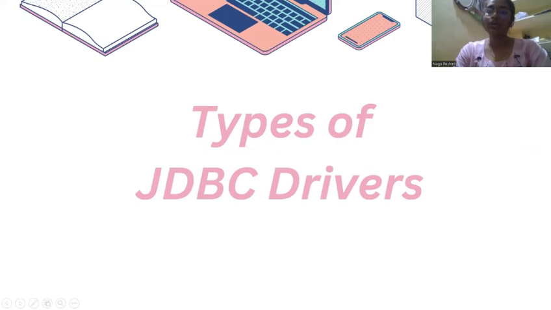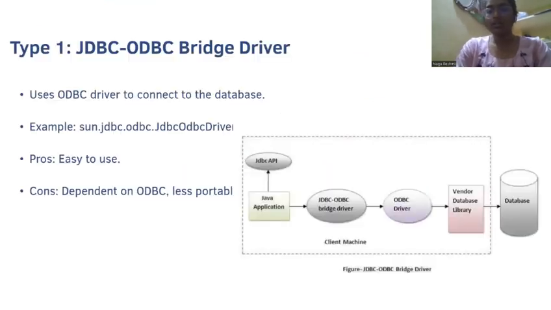Next, we are going to see about types of JDBC drivers. There are four types of JDBC drivers: Type 1, Type 2, Type 3, and Type 4. First one is JDBC ODBC bridge driver. The second one is native API driver. The third one is network protocol driver. And the fourth one is the thin driver. Among these four, we mostly use the thin driver. Let us see one by one what are the pros and cons of each driver.